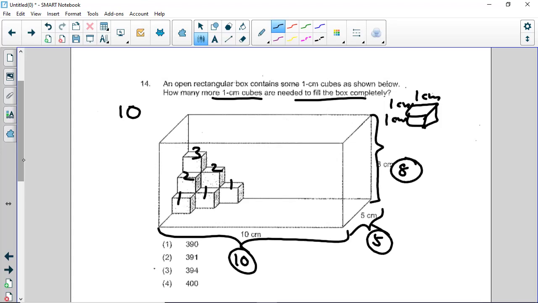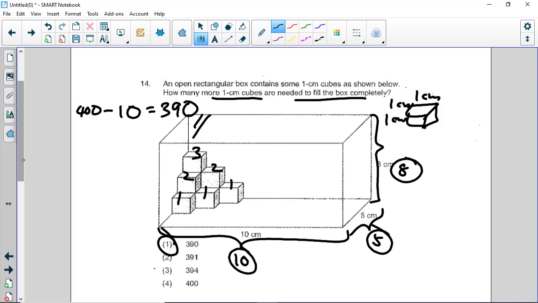So you have 10 times 5 is 50. 50 times 8 is 400. So you can put all together 400 cubes. So you minus 10 and you can put how many more inside? You can still put another 390 more. So answer number 1.